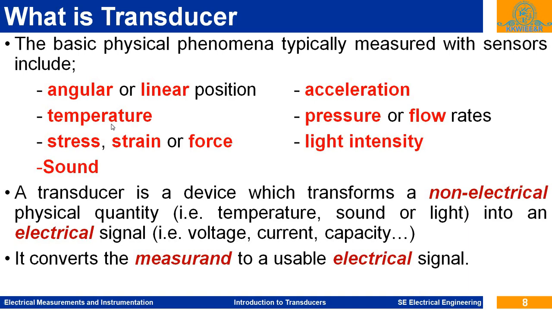Temperature: the temperature of liquids, the temperature of the job in the oven, in heat treatment processes. We measure stress, strain, force. We measure sound, acceleration. We measure pressure, flow rates, light intensity. So these are the various parameters required for measurement in the industrial automation process.